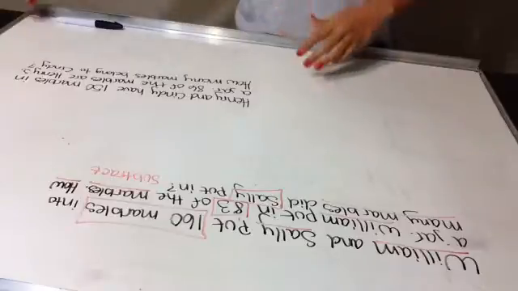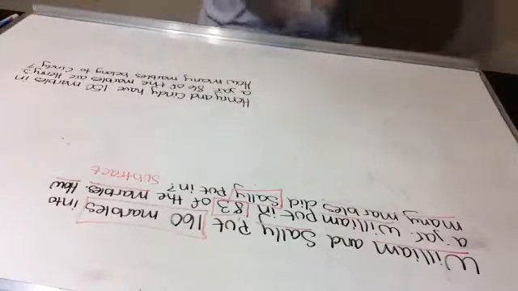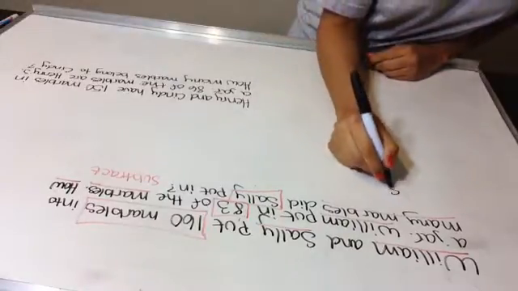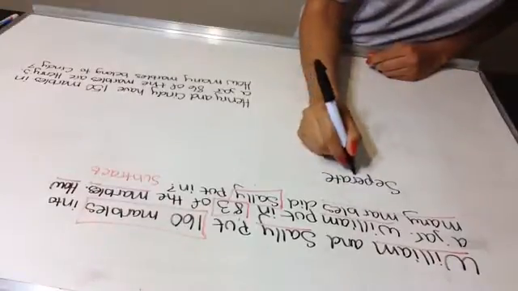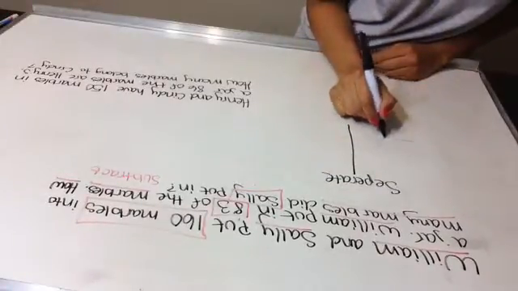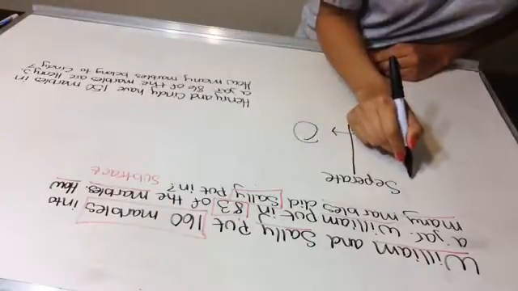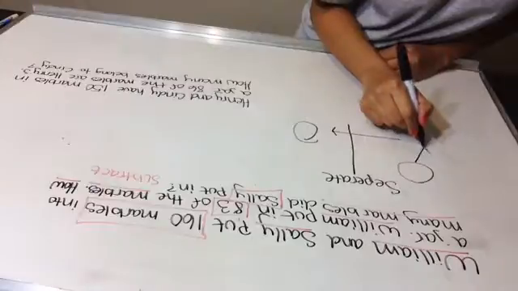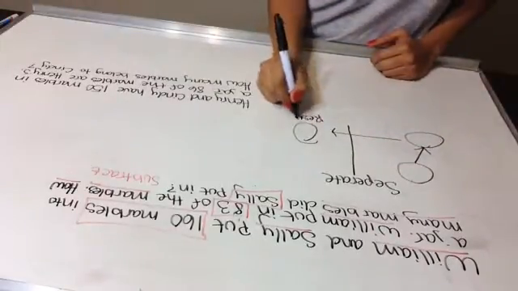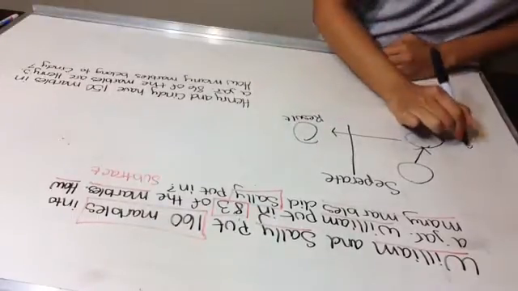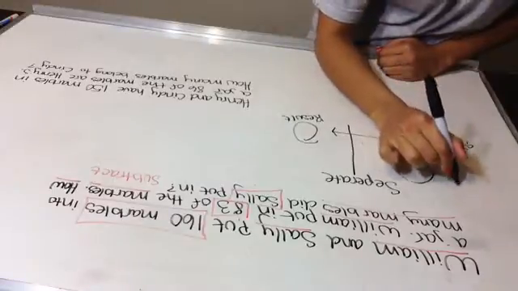So now a type of method that we can use to figure out this problem is called separate. And it looks like this. This is the result. This is the start. And this right here is the change.